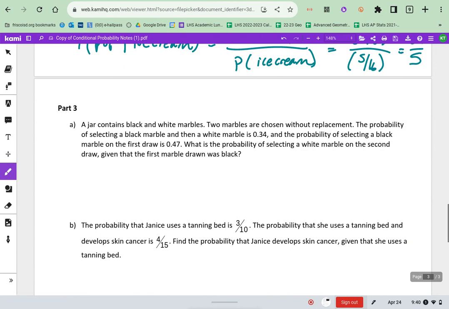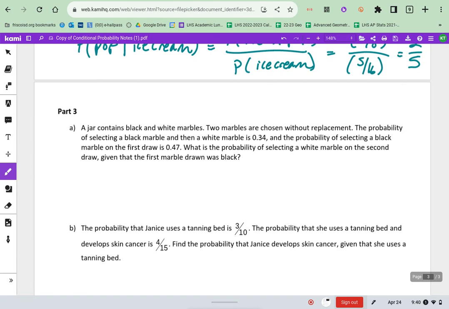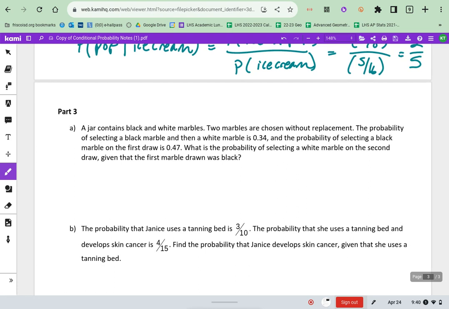So, here we go. A jar contains black and white marbles. 2 marbles are chosen without replacement. The probability of selecting a black marble and then a white marble is 0.34. And the probability of selecting a black marble on the first draw is 0.47. What is the probability of selecting a white marble on the second draw given the first marble was black?